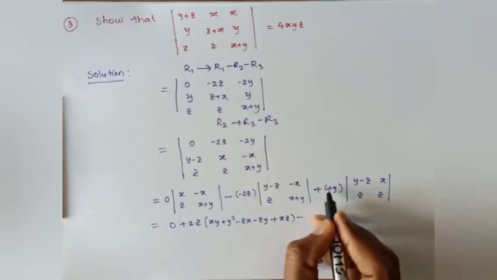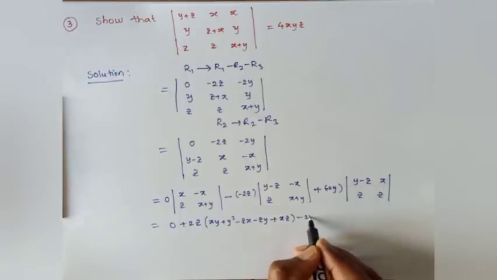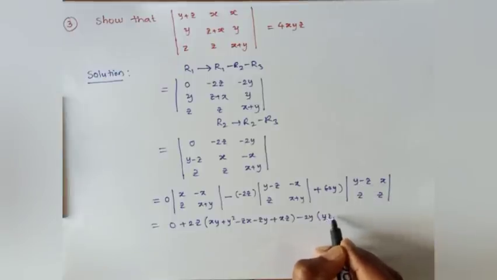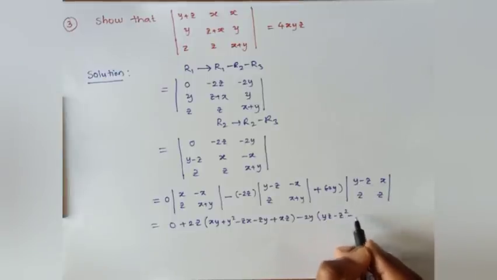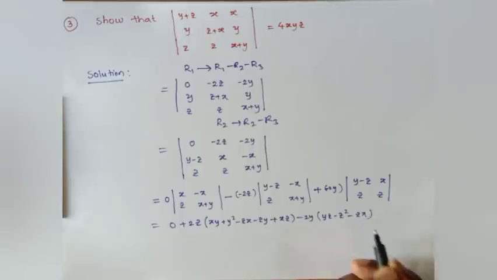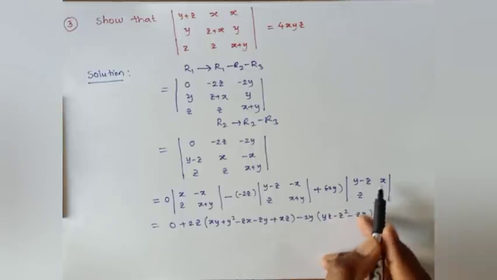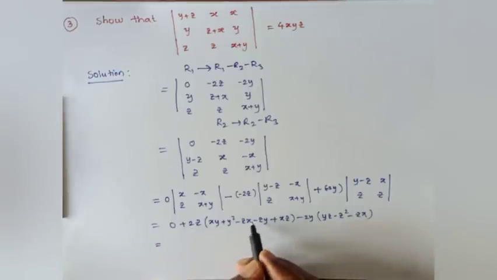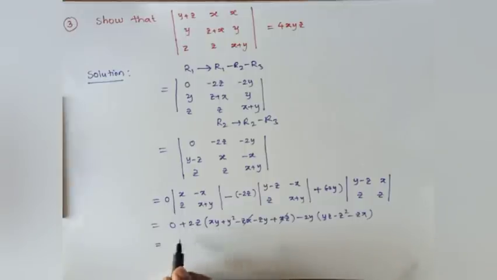Next, minus 2y into y minus z into z, that is yz minus z square minus zx. This into this minus this. Now, so this is 0. Now here minus zx and plus zx gets cancelled. Now 2zxy is 2 into xyz, multiply with this.